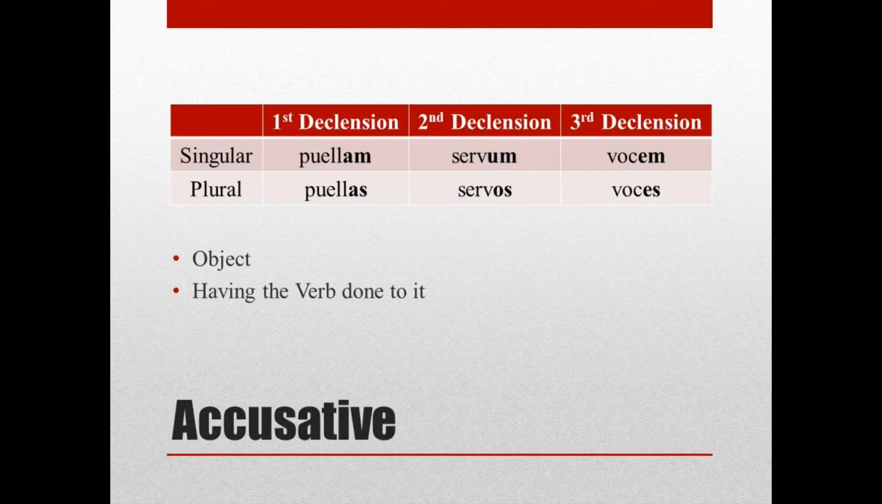The accusative. This is used to describe the object of the verb, i.e. the person or thing having the verb done to it. And in the first declension singular form, the ending is AM, and the plural AS. In the second declension singular, it ends in UM, and in the plural OS. And in the third declension, it ends in EM in the singular, and in the plural ES.